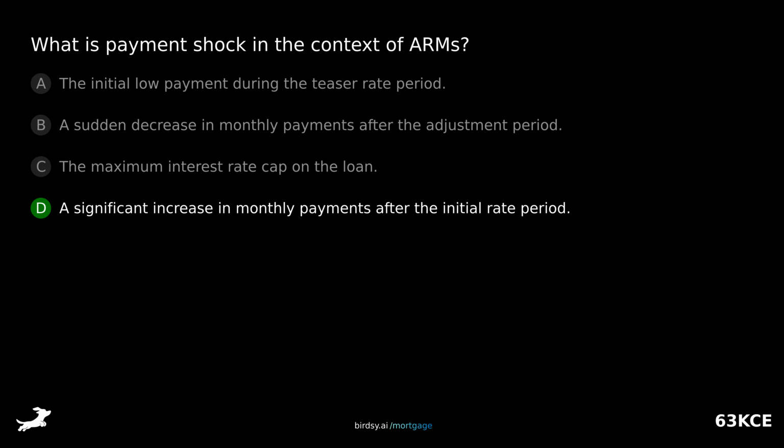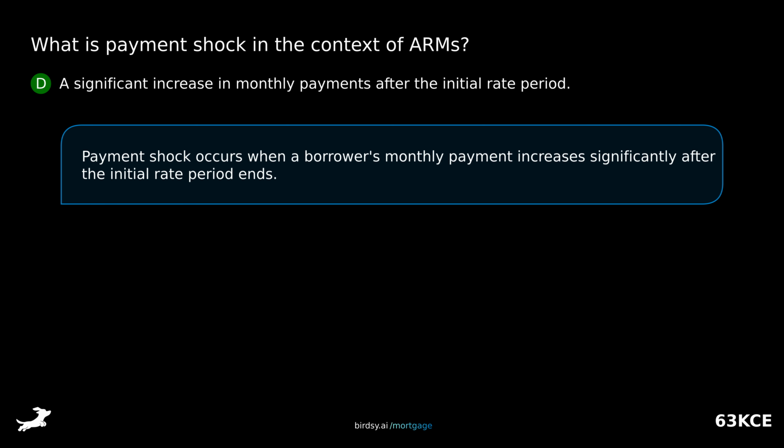The answer is D, a significant increase in monthly payments after the initial rate period. Payment shock occurs when a borrower's monthly payment increases significantly after the initial rate period ends.